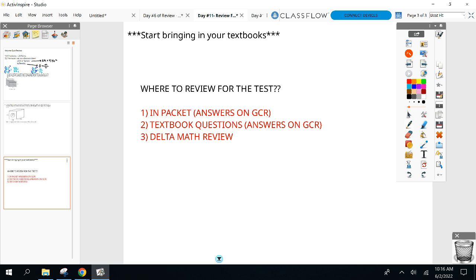All right, so where can I review for our last quiz of the year for the fourth quarter? You got questions in your packet that start on page 37. All the answers are on Classroom with work. Also, everyone see the textbook questions at the top. Those answers are also on Classroom. And there's a huge Delta Math review as well. Some things aren't covered here, but they might be covered on the Delta Math review that's up there. So please try anything out here.